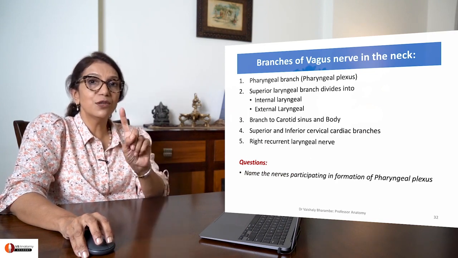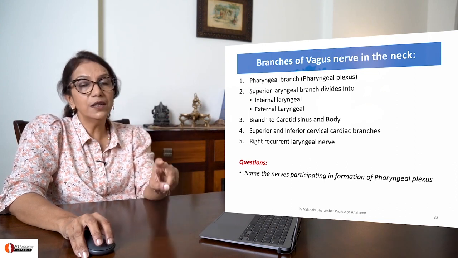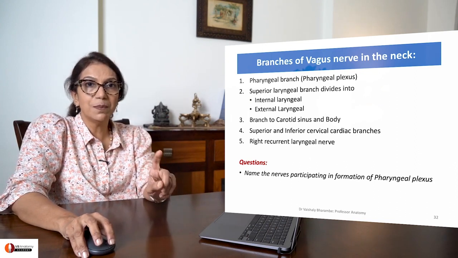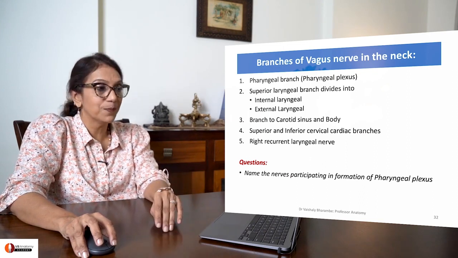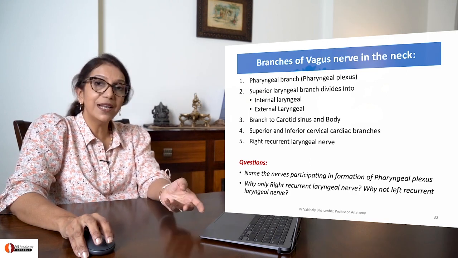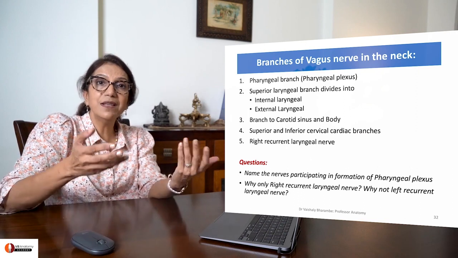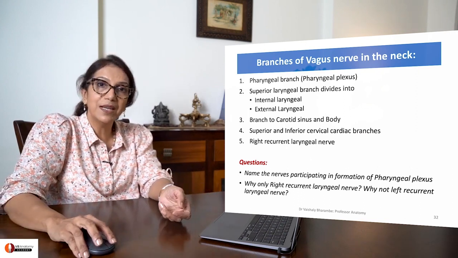If vagus gives rise to a pharyngeal branch to form the pharyngeal plexus, what are the other nerves participating in pharyngeal plexus formation? I would love it if you wrote the answer in the comment section. Also, why right recurrent laryngeal? Why not the left recurrent laryngeal? Is there a left recurrent laryngeal at all? Find out and tell me the answer.